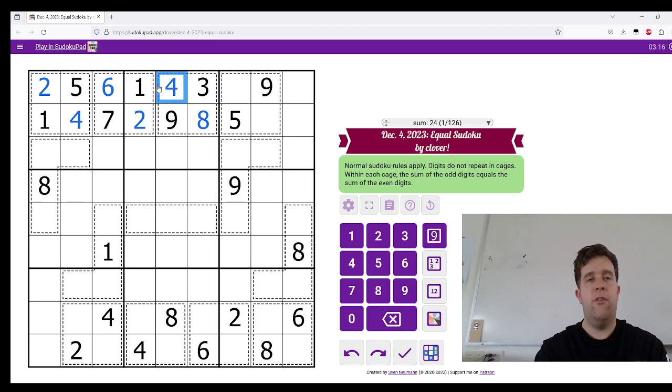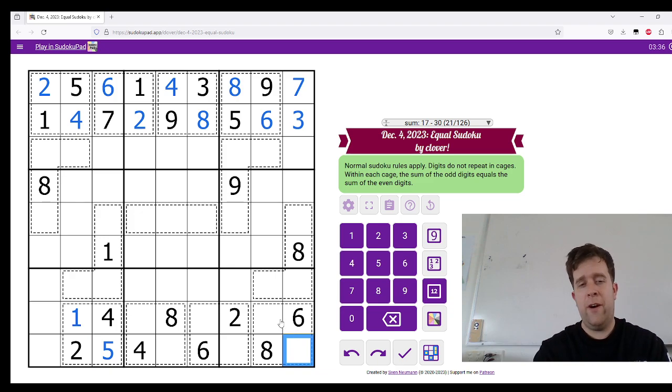Because 3 and 9 is 12, 4 and 8 is the only way to make 12. And here, this must be 6 and 8. So this is 8, this is 6. We have 7 and 3 as being the only digits left in the row. Let's go down here. 2 and 4 are 6, so this must be 1 and 5.